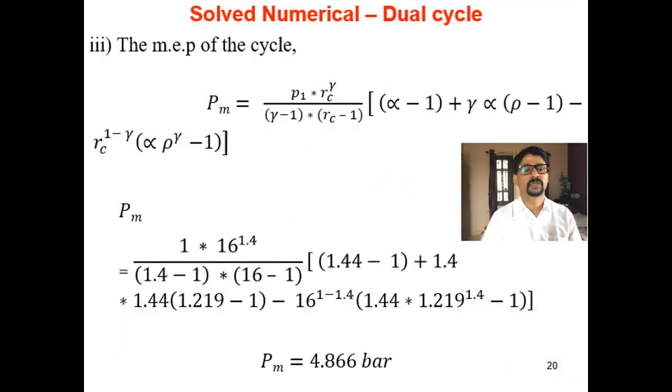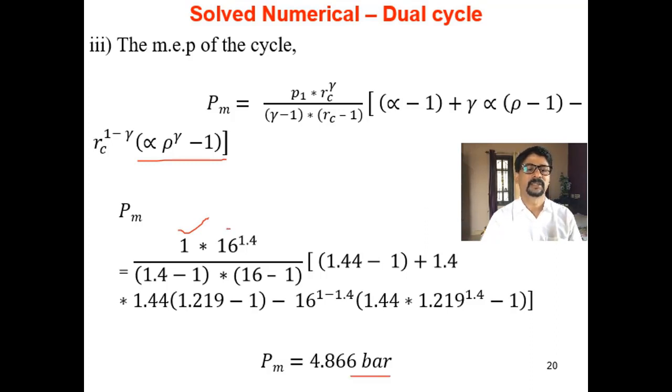Now coming to the mean effective pressure. Here also you can use the direct formula. Pm is equal to P1 RC to the power gamma divided by gamma minus 1 into RC minus 1, inside the square bracket alpha minus 1 plus gamma alpha into rho minus 1, minus RC to the power 1 minus gamma into alpha rho to the power gamma minus 1. Substitute for every parameter here. P1 is 1 bar, no issues, you can substitute it in bar so that you'll get the final answer also in bar.